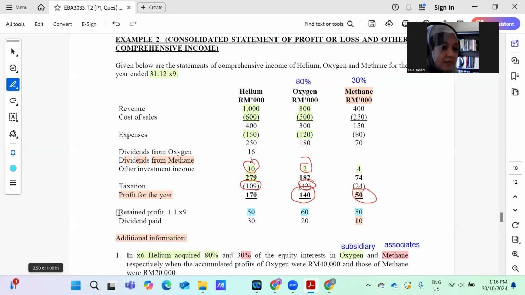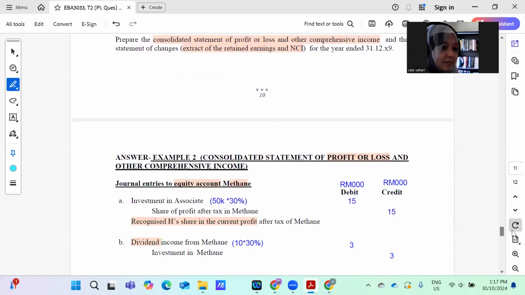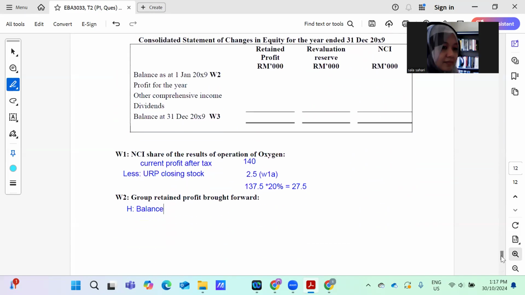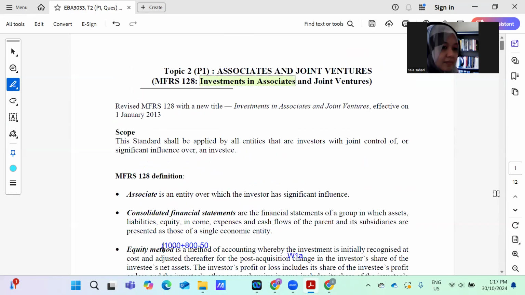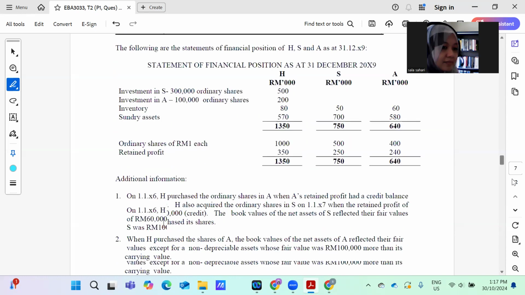So we are talking about retained profit brought forward. So you need to look at the beginning of the year. All right. So I remember these are 50, 60, 50. Actually, it's quite similar figure. Right. So the H balance is 50, right? Sorry. When I went up here. Down.